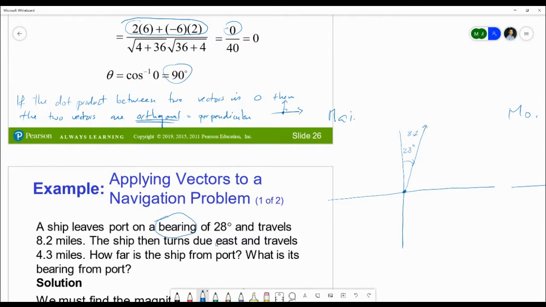Then the ship turns due east. So right here, you can draw the east. It's going to go in this direction for 4.3 miles, and it's going to stop here. How far is the ship from port? So now we want to know this distance.